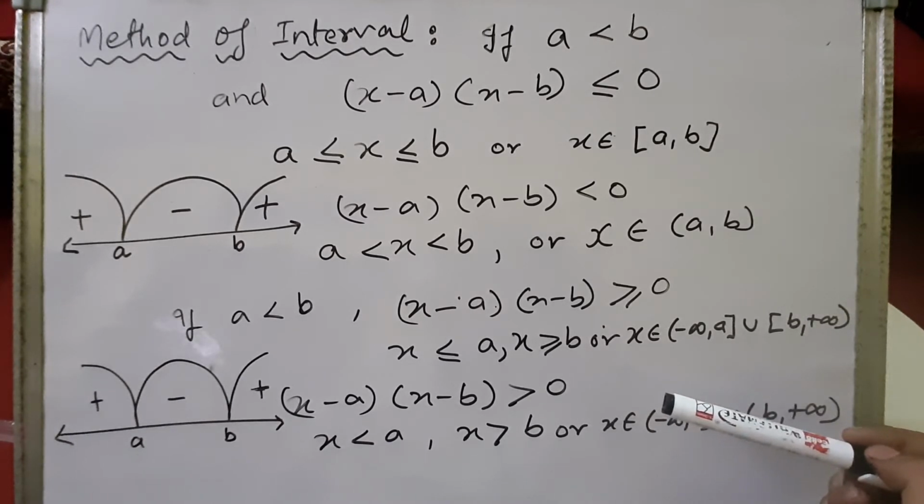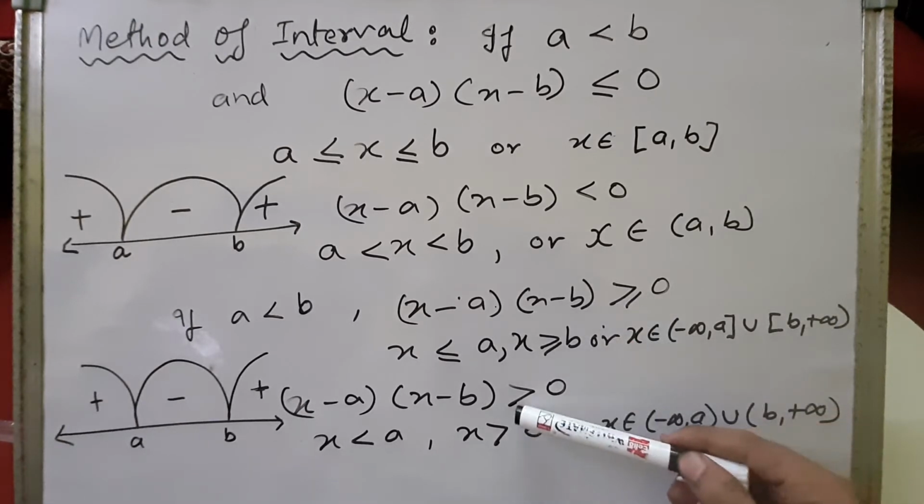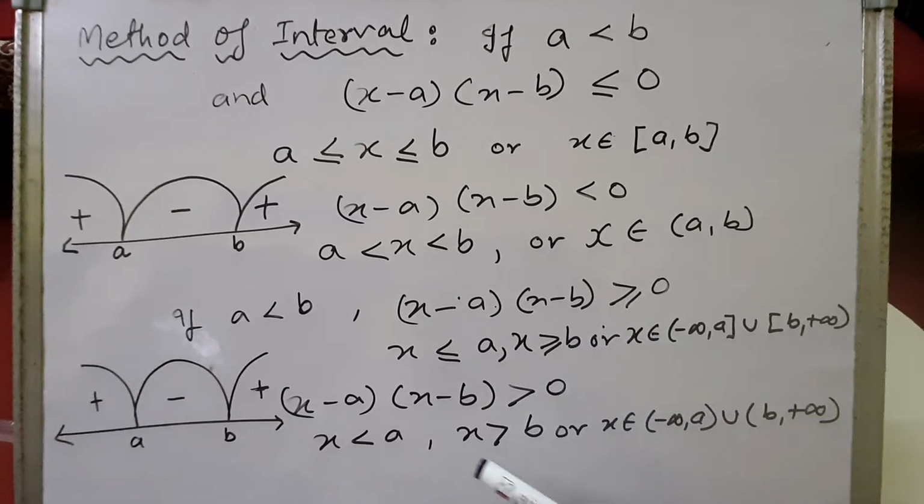Alright children, this is the same result I have written. When no equal to sign is there, we will not write the equal to sign here, and the value of x will be x less than a and greater than b. So x belongs to the open interval (-infinity, a) union the open interval (b, +infinity). Alright children, note down this board please.